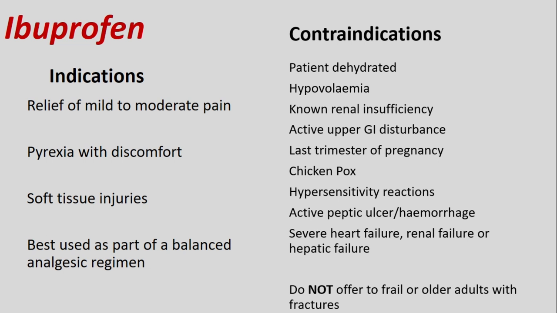Regarding the contraindications, ibuprofen must be avoided in patients who are dehydrated, hypovolemic, have known renal insufficiency, active upper GI disturbance such as those suffering from esophagitis, peptic ulcer and dyspepsia, a woman in their last trimester of pregnancy, as this can lead to heart defects in children, a change in the amniotic fluid and an increased incidence of childhood asthma, a child with chickenpox, as it can cause the skin to become infected and develop a condition known as necrotizing fasciitis, a patient who has previously shown hypersensitivity reactions, for example asthma, angioedema and urticaria, in response to ibuprofen, aspirin or other non-steroidal anti-inflammatory drugs, a patient with active peptic ulcer and hemorrhage, and lastly, a patient with severe heart failure, renal failure, or hepatic failure.